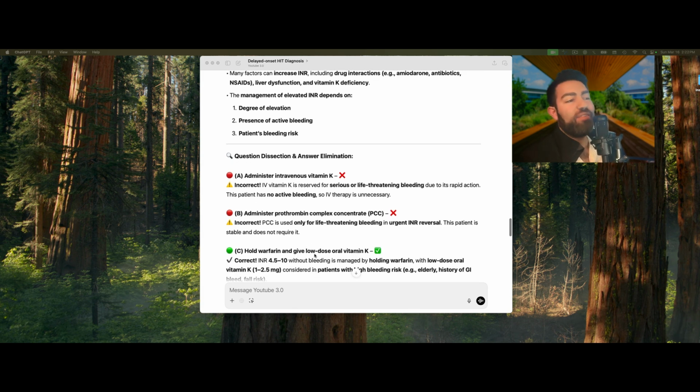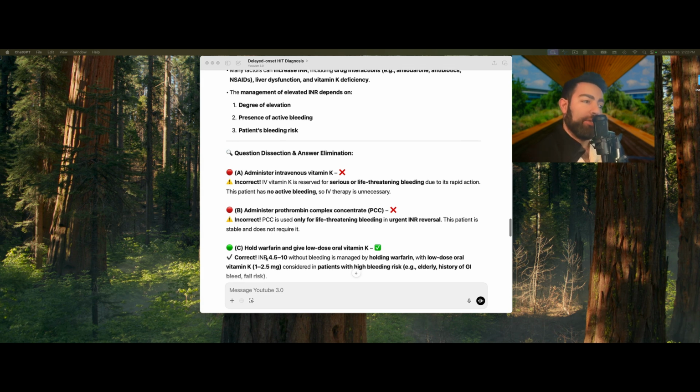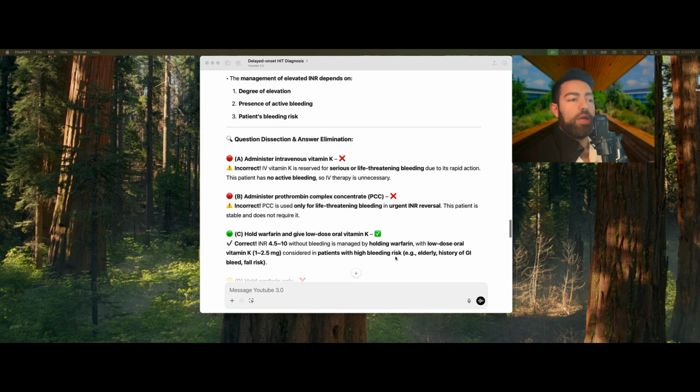Holding warfarin and giving low-dose oral vitamin K. So that's the correct answer. His INR is between 4.5 and 10, and there's no bleeding. So we can hold the warfarin and just give a low dose, which is between 1 and 2.5 milligrams of vitamin K orally in patients with a high bleeding risk.